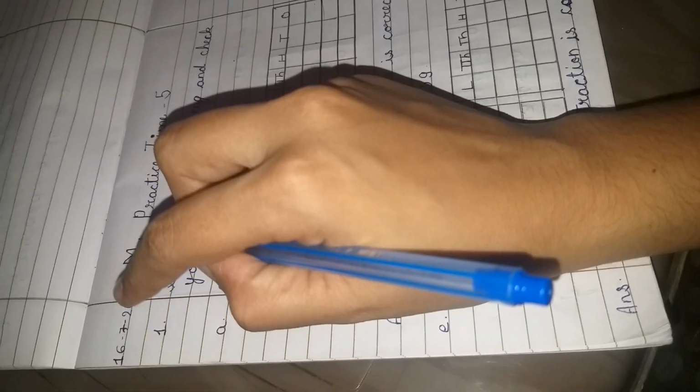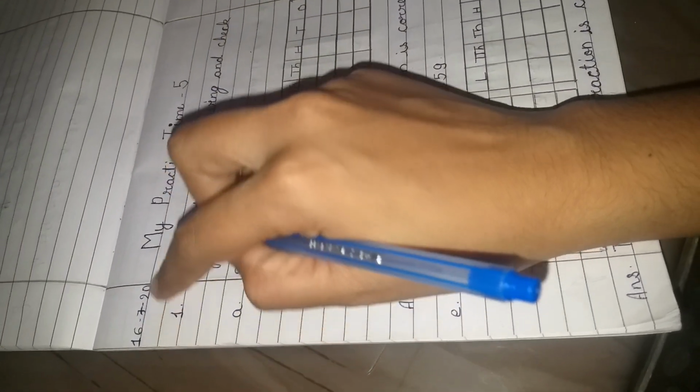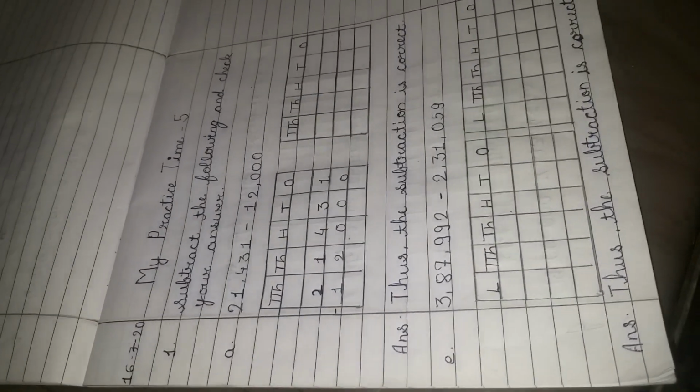As you all can see here, I have written today's date, that is 16th July 2020, and you are also going to open, first of all, your math textbook. Please open your math textbook. In that you are going to open page number 30. Okay, so now students, on page number 30 we have this My Practice Time 5.